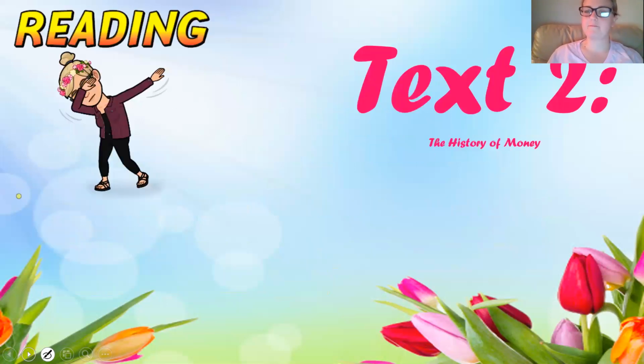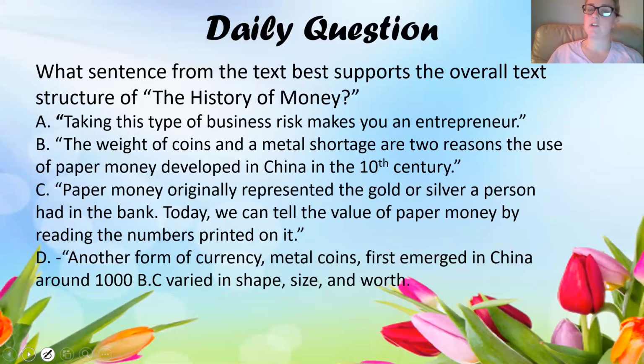All right. Text 2, the history of money. So this text is not going to be sequence. This has a different text structure. So as I'm reading, I want you to think, what text structure might this be? Here's our daily question for today, which we'll answer at the end. If you want to pause it and read it now, you can, so you have an idea of what you're trying to answer.